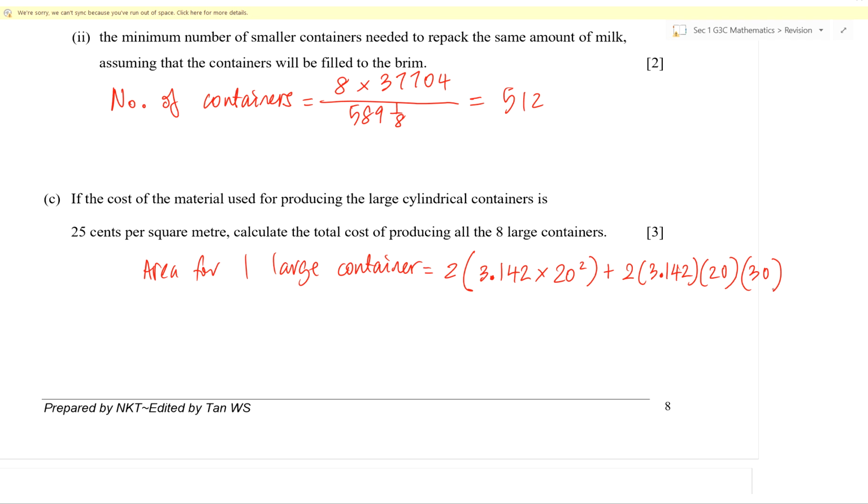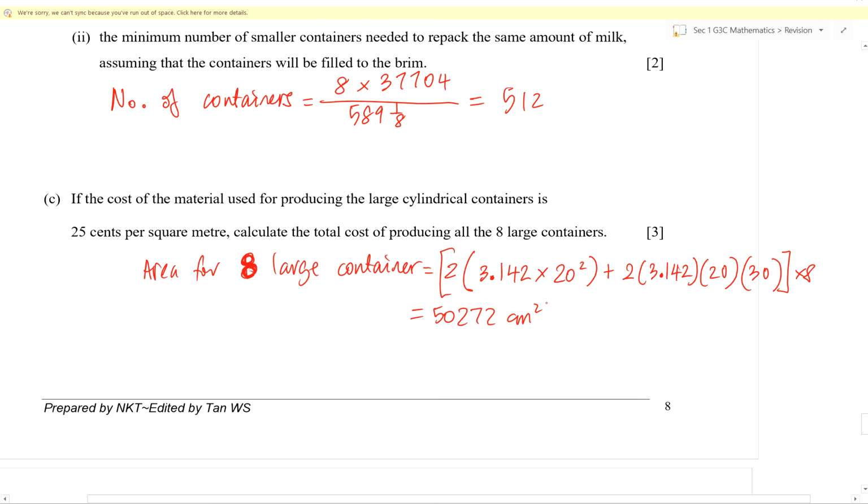Okay, so far? Imagine the next line is going to be area for 8 containers, right? But I'm super lazy. I'm going to change this to 8, and I'm going to multiply by 8. So now this is the area for 8 large containers. Okay, so this is the area.